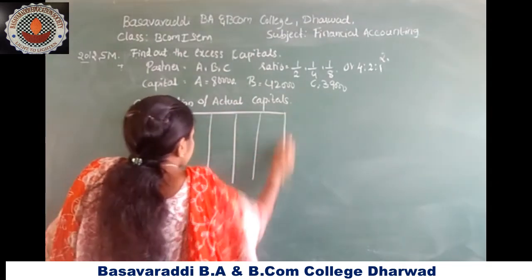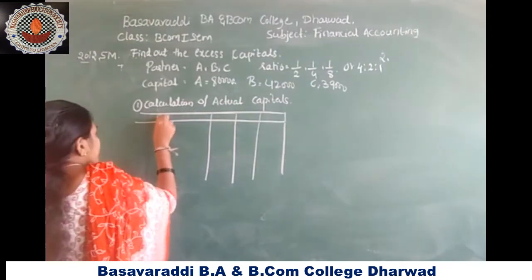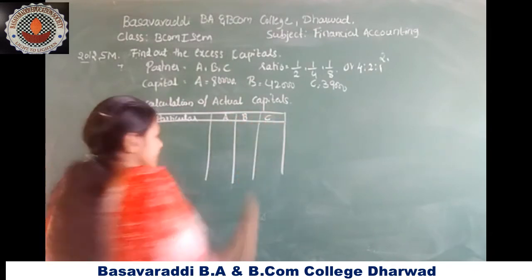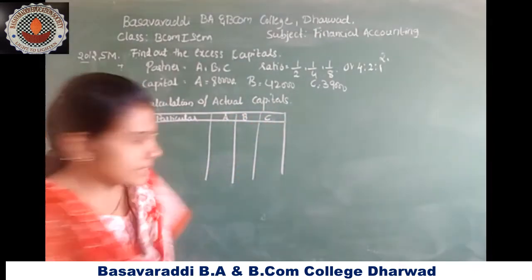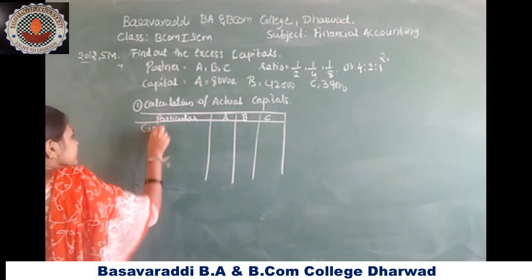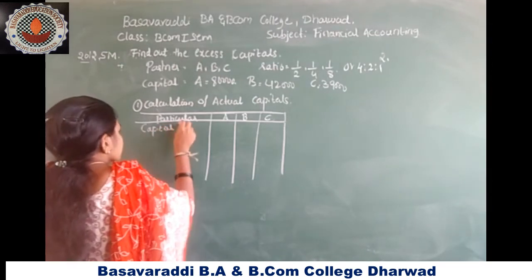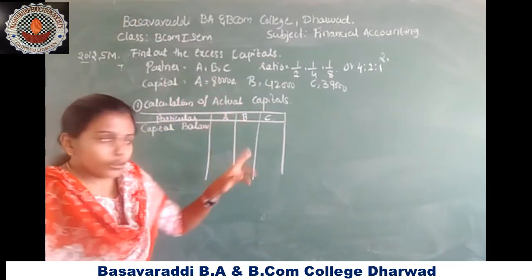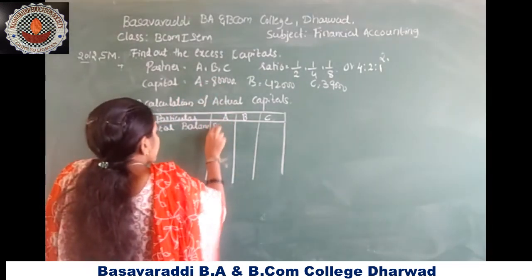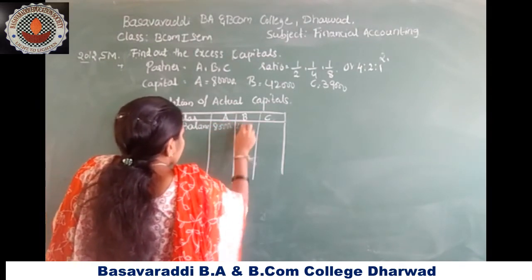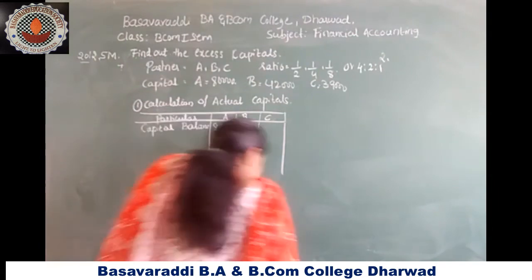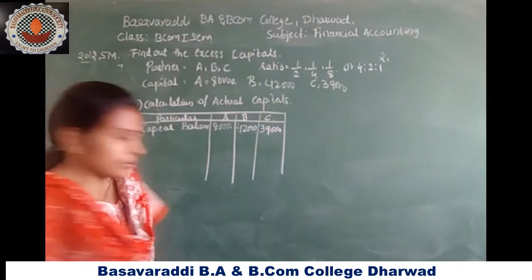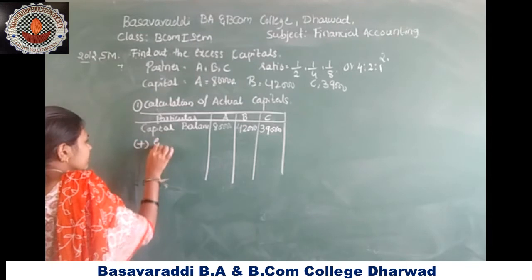Calculation of capitals. There are three partners. Partner names A, B and C. Capital balances: 80,000, 42,000 and 39,000. We have to add general reserve.